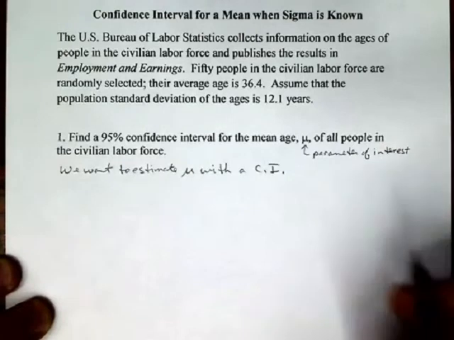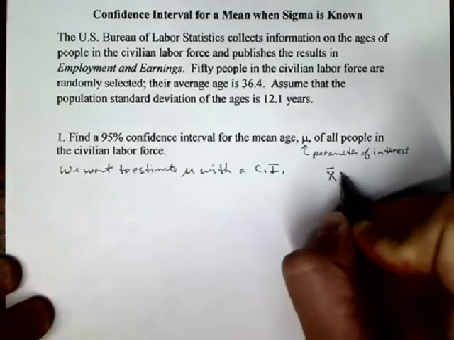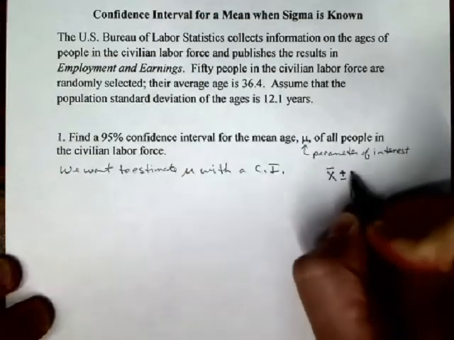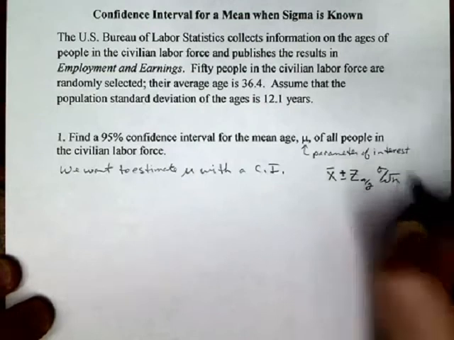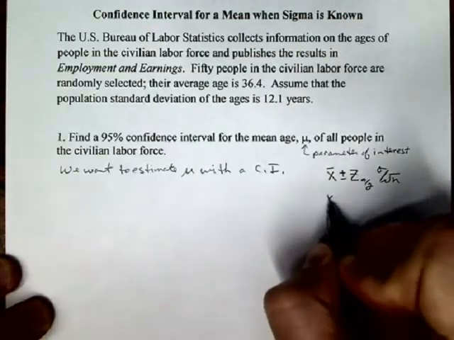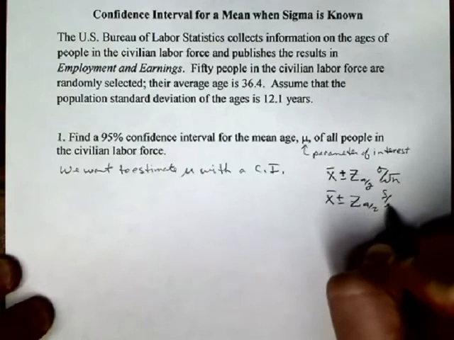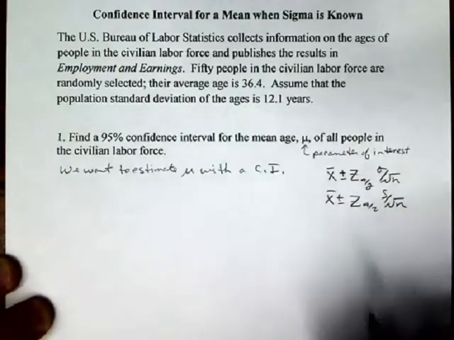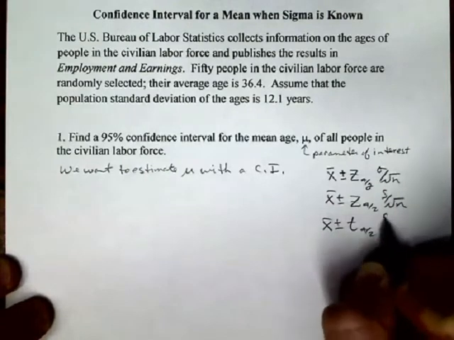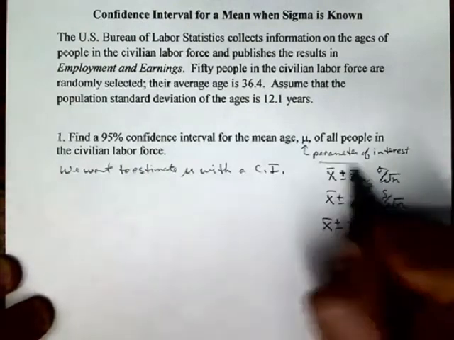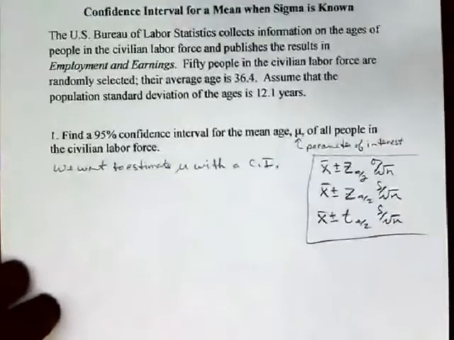Up to this point, you've probably seen 3 or so. X bar plus or minus z sub alpha over 2 times sigma over root n. Should I use that? Or x bar plus or minus z sub alpha over 2 times s over the square root of n. Should I use that? Or should I use x bar plus or minus t sub alpha over 2 times s over root n? Which of these 3 do I want to use? Well, which one fits the problem?